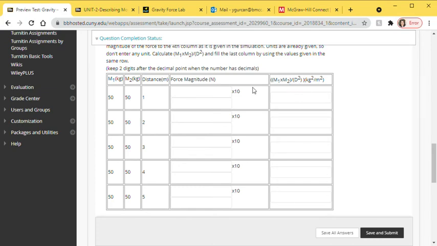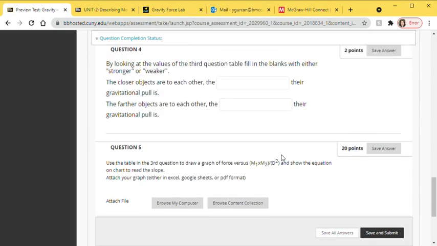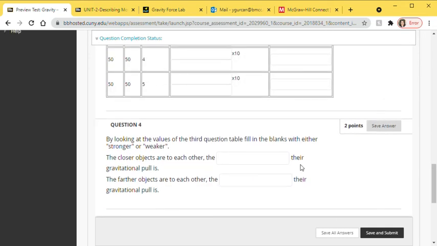And I will come to this because you will need to use this value to draw a graph in question 5 and 6. And I will put another video for that. So for that amount, I would say this is enough explanation.